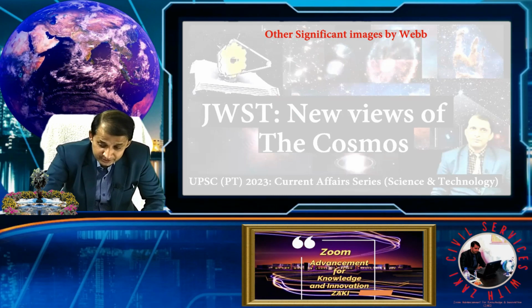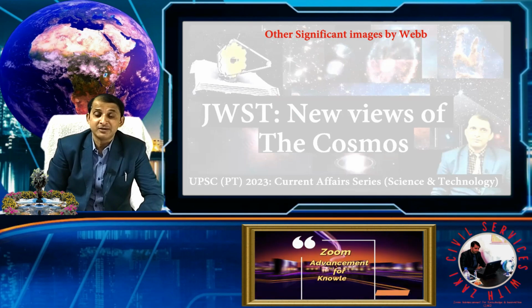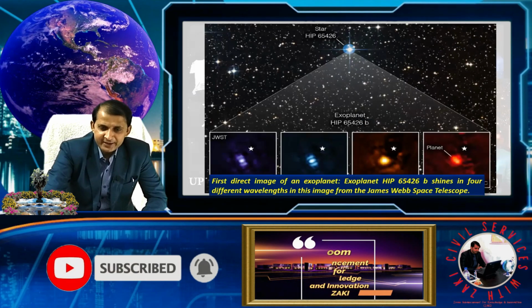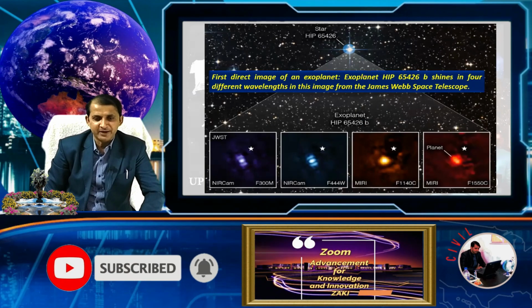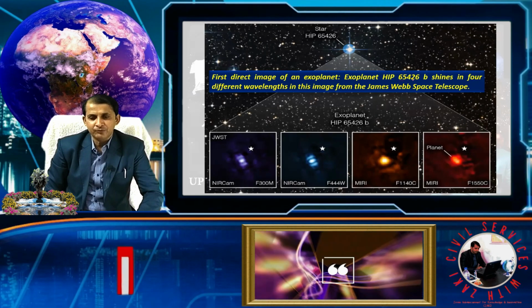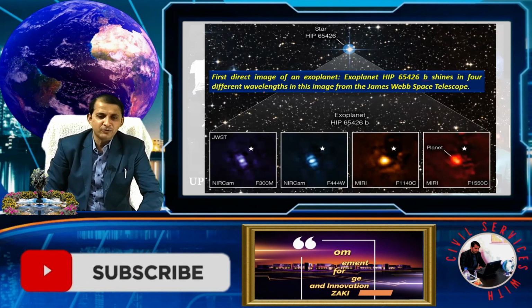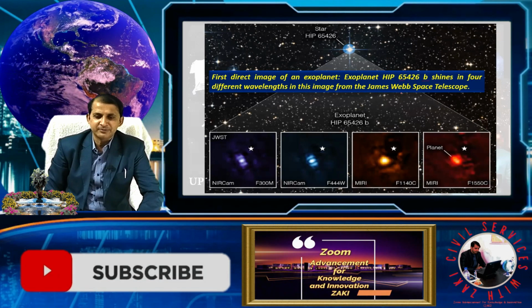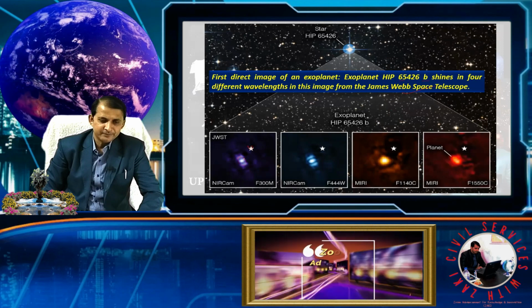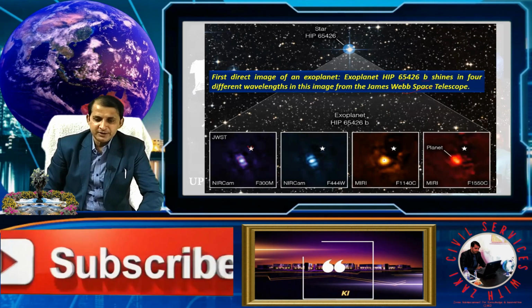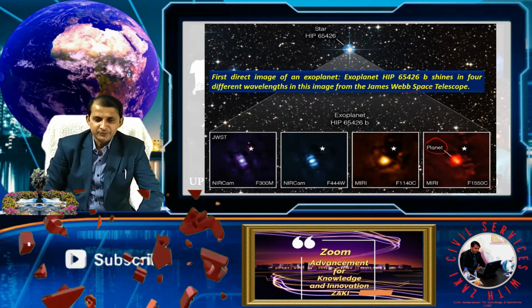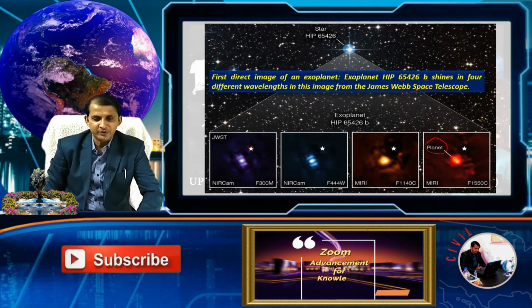One of the most important things is the first direct image of an exoplanet. So see here, the first direct image of an exoplanet. The exoplanet HIP 65426 b shines in 4 different wavelengths in this image from the James Webb Space Telescope. So see, this is the star and this is the planet. So it is a direct image. It is a different exoplanet.